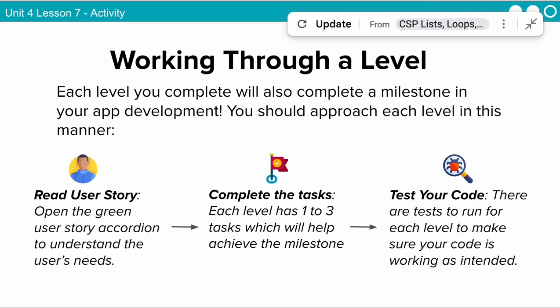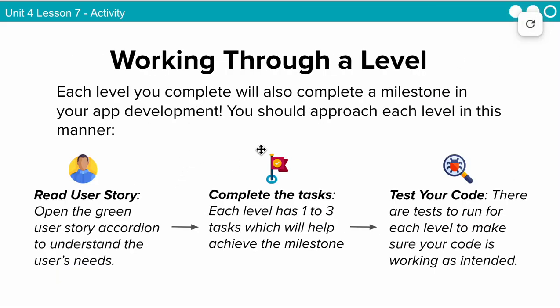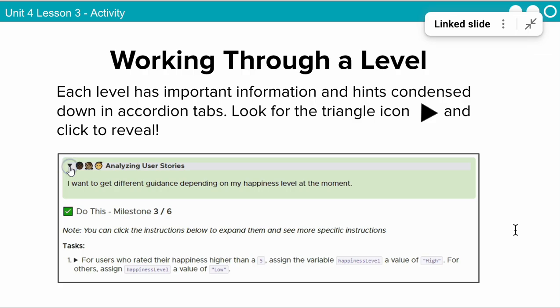So then, working through a level. Each level you complete will also complete a milestone in your app development. You should approach each level in this manner. Read the user story, so open the green user story accordion to understand the user's needs. Complete the tasks. Each level has 1 to 3 tasks which will help achieve the milestone, and then test your code. There are tests to run for each level to make sure your code is working as intended.